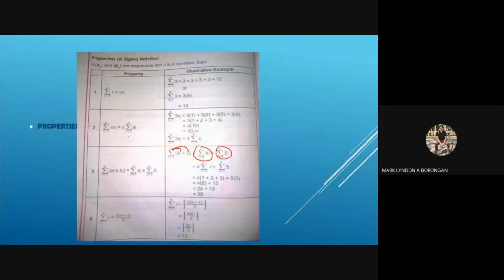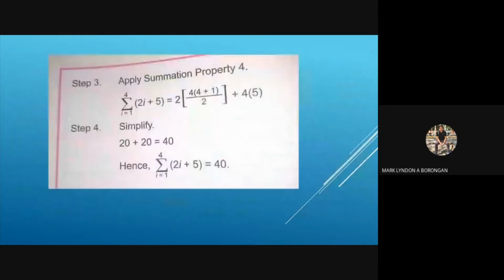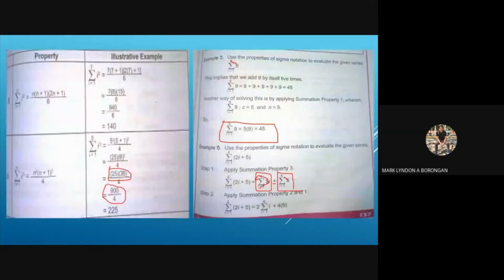So from here, it is already separated. For this term, we can apply the first property, right? Because it is a constant. So that is basically 5 times 4, which is just equal to 20. For the first term, we will use the second property, where the constant is isolated and moved outside.